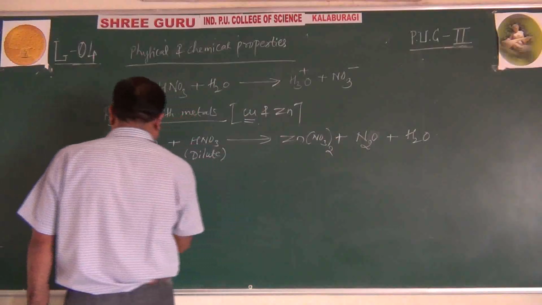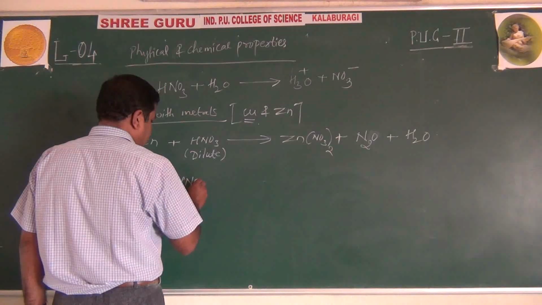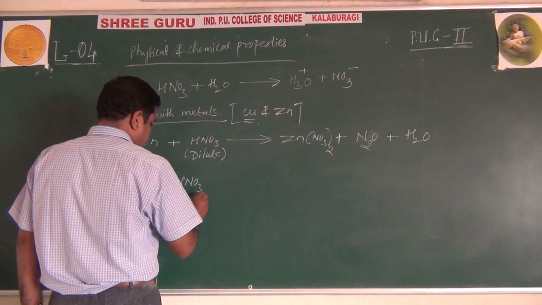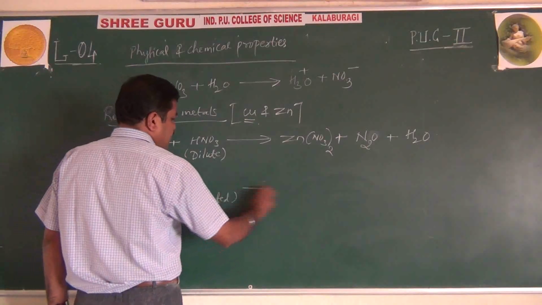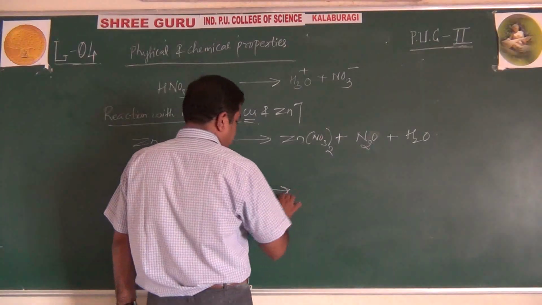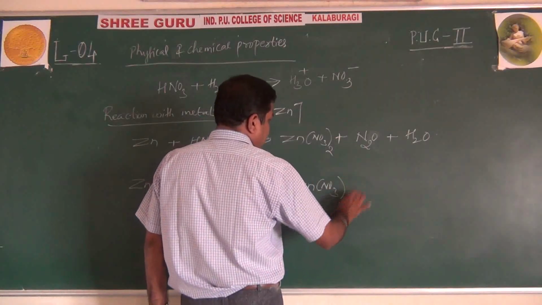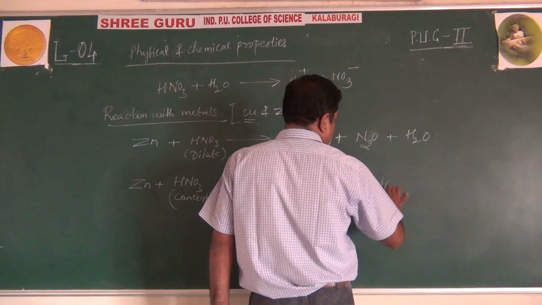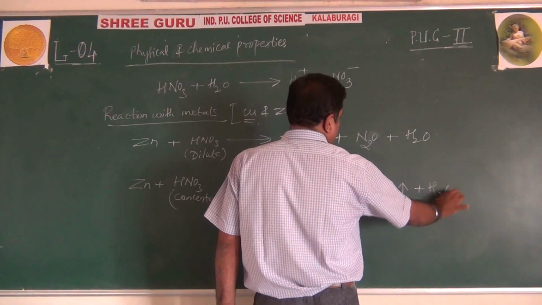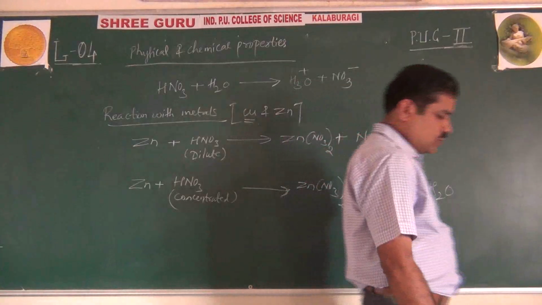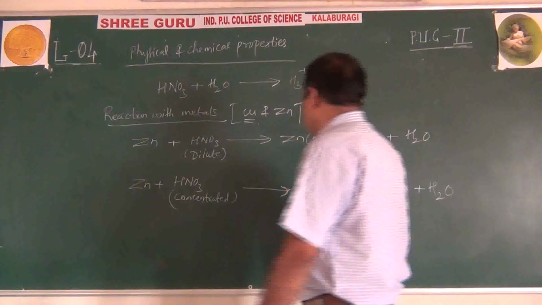But when the same zinc dissolves in concentrated nitric acid, it forms the same zinc nitrate, the same metal nitrate, no doubt, but it also gives nitrogen dioxide, no change, plus H2O. That's the change. Now the balanced equation.